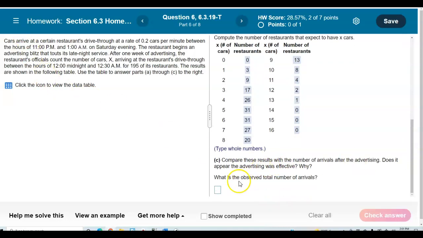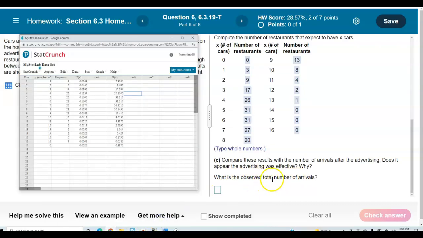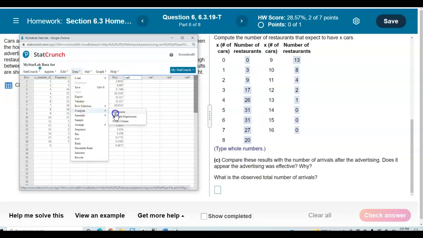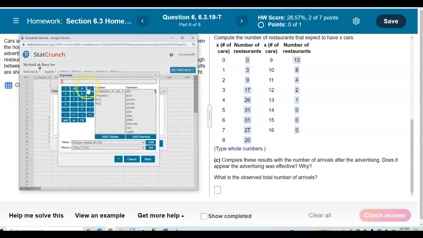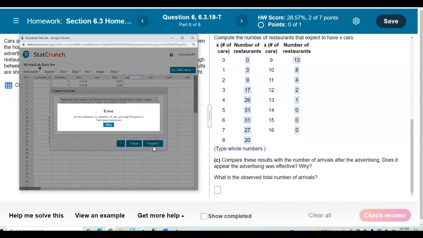Okay, so what we want to do is find the observed total number of arrivals. In order to do that, we're going to take the number X that we have and multiply by its frequency. So here we're going to build, we're going to go Data, and compute another expression. In this case, in parentheses, we're going to take the number of cars, and then add another left parenthesis and multiply it by its frequency. Okay, and then parenthesis, hit OK, and then select Compute.